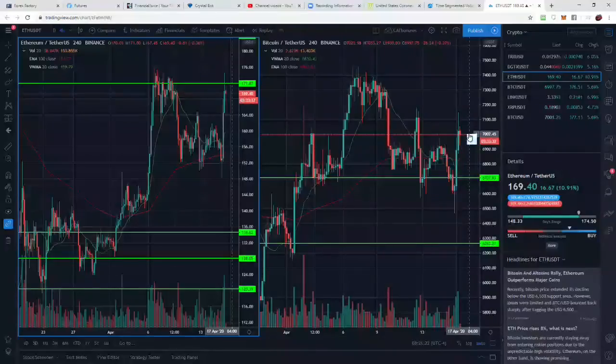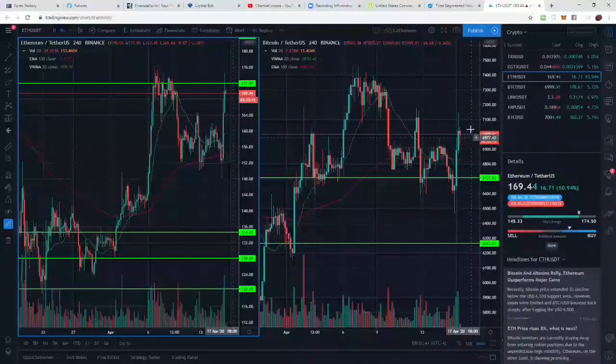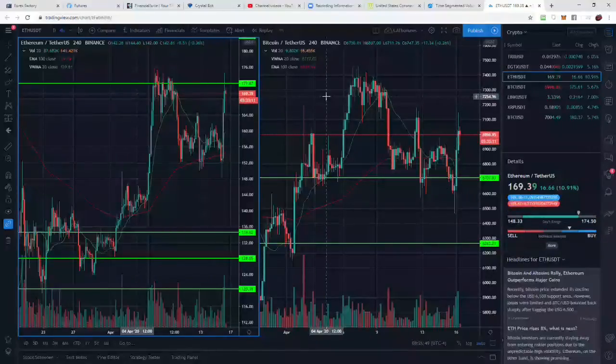So we'll see, 7,000 certainly looking like an interesting area to see where things continue here. 7,100 even as an interesting area as we get higher. But for this one, looking at pullbacks, 6,900 certainly setting up as a key area down here. So if we get a pullback to 6,900, that could be an interesting spot to look for continued longs on Bitcoin.